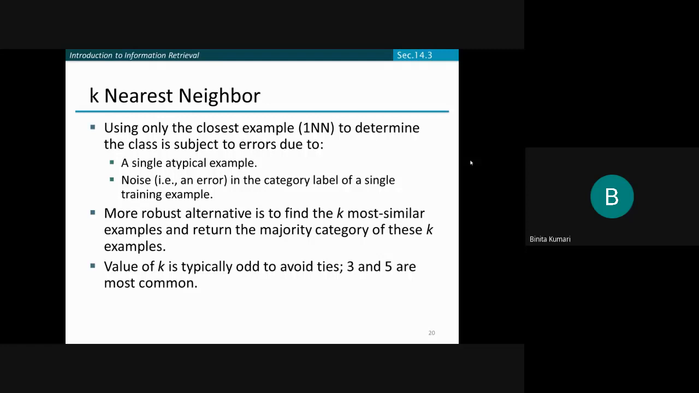So to avoid these types of situations, an odd number of documents should be taken into consideration. And mostly the number of documents taken into consideration is 3 or 5. These are more common.